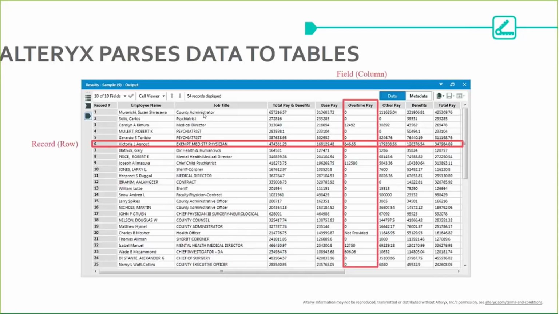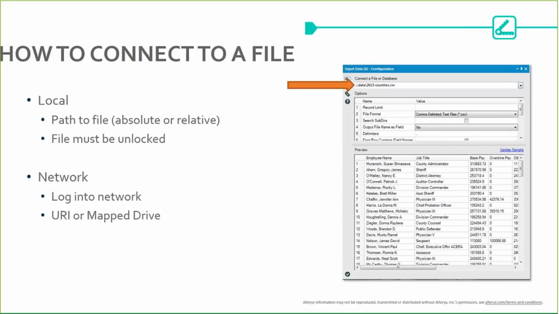Some of these words I use interchangeably. Some people say column, some people say field, whereas on the horizontal level, some people say record and row. So if I do say them one way or another, they're essentially synonymous.